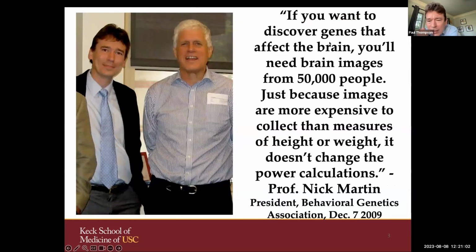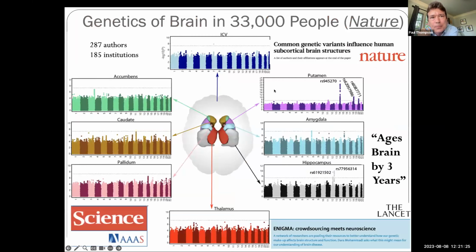Now, some early skeptics of this included Nick Martin, who's the president of the Behavioral Genetics Association, and he had said, well, if you want to discover genes that affect the brain or genetic variants associated with brain metrics, you'll need brain images from 50,000 people. Just because images are more expensive to collect than measures of height or weight, it doesn't change the power calculations. Now, you all know that that's not quite correct, but we'll look into it in more detail.